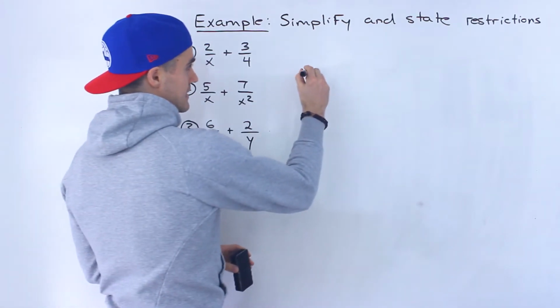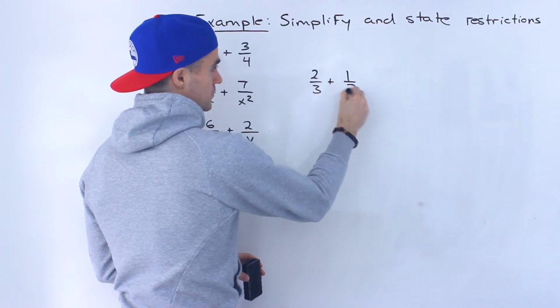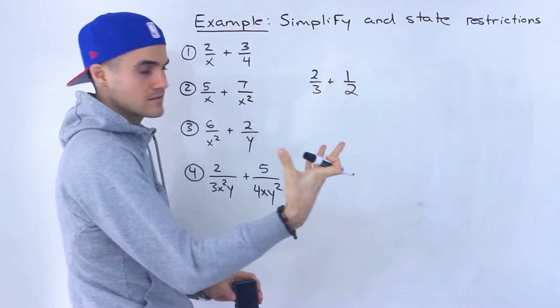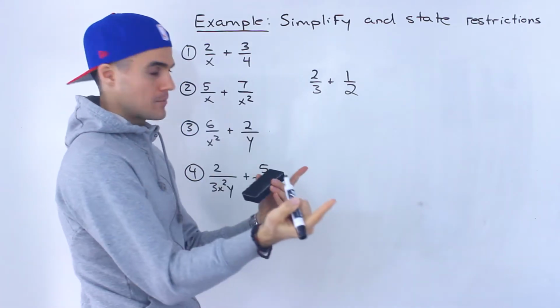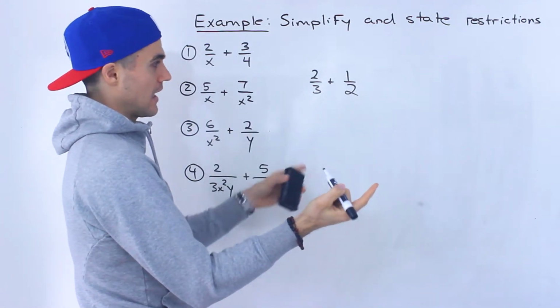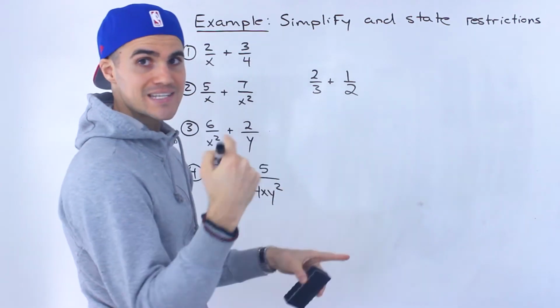So let's say that we have something like 2 over 3 plus 1 over 2. How would we add these two fractions? Well, we first have to get a common denominator between them. And what is the lowest common denominator between 3 and 2? It's going to be 6.